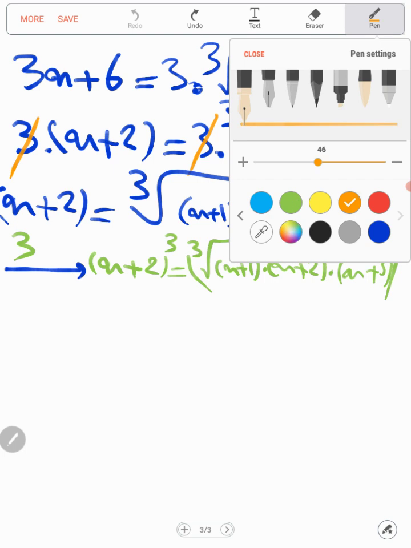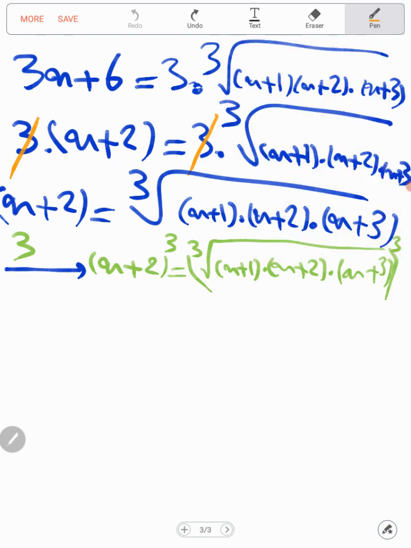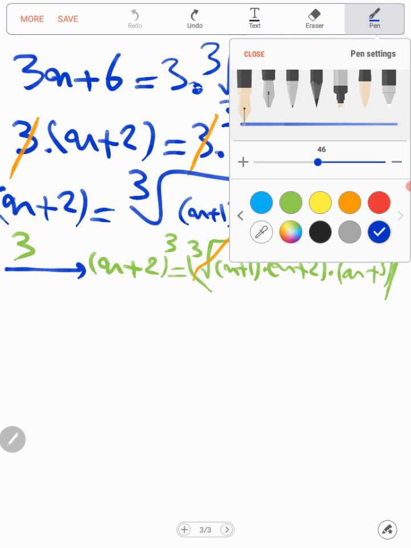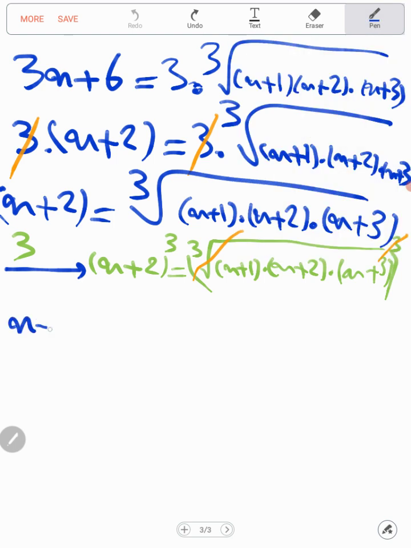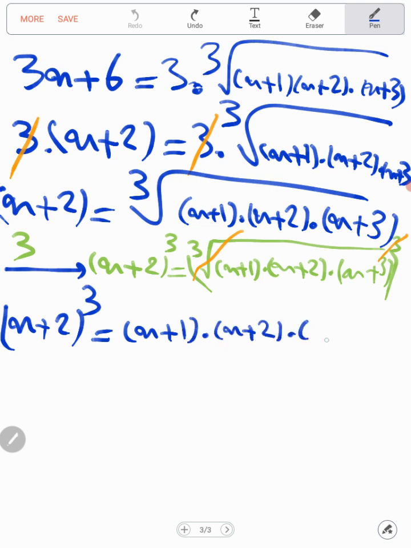And then we can simplify. At first it's better to simplify this complicated math problem. I mean, we can cancel out this power of 3 with the cube root of these variables, and we can have parentheses x plus 2 to the power of 3 is equal to parentheses x plus 1 times parentheses x plus 2 times parentheses x plus 3.